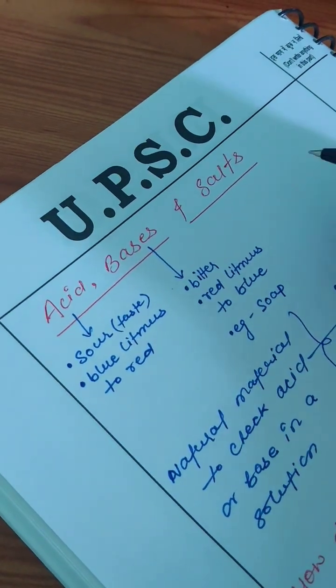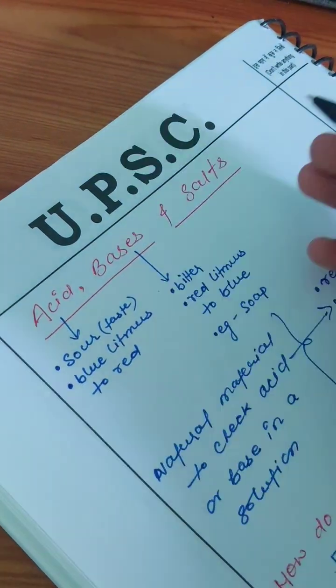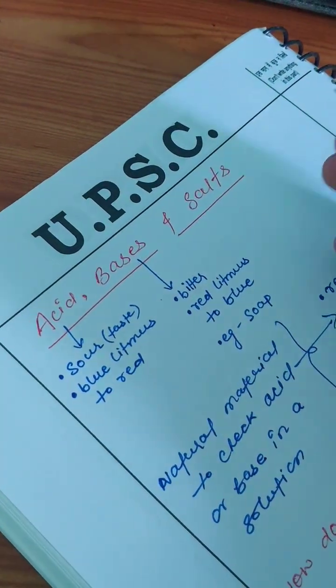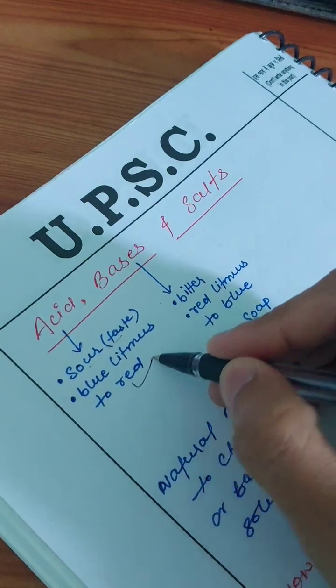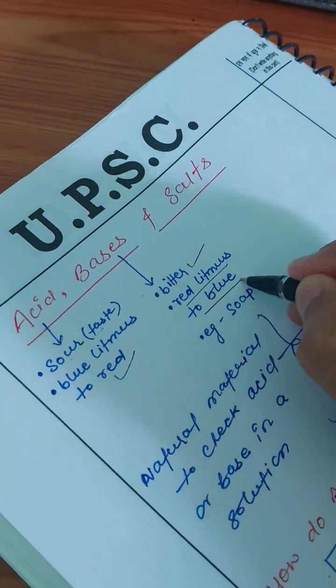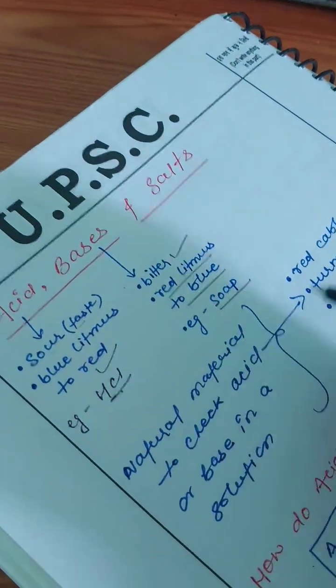Hello friends, so let's begin with chapter 2 of chemistry class 10, that is acid, base and salt. So you already know what is acid and what is base and what is salt, right? Basically acids are sour in taste and turn blue litmus to red, and similarly bases are bitter in taste and turn red litmus to blue. For example, in acid we can take hydrochloric acid, which is found in our stomach.